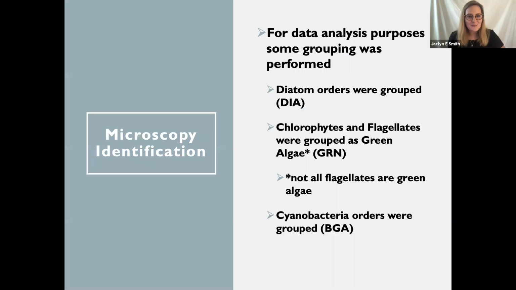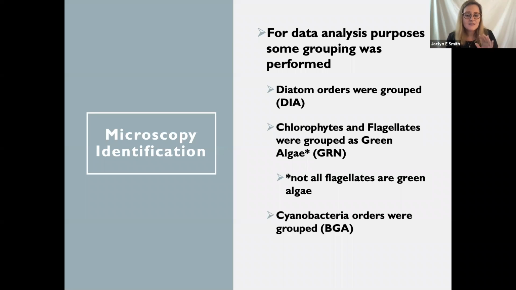So as you can imagine, that's a lot of data. So for analysis purposes, we did some grouping. We grouped together the diatoms, so the centric and the pennate diatoms. And then we also decided to group together chlorophytes and flagellates as green algae. However, it's important to note that this is a rather large assumption because not all flagellates are actually considered green algae. Probably only about half of them are. So there is an assumption here when we decided to group them as green algae.